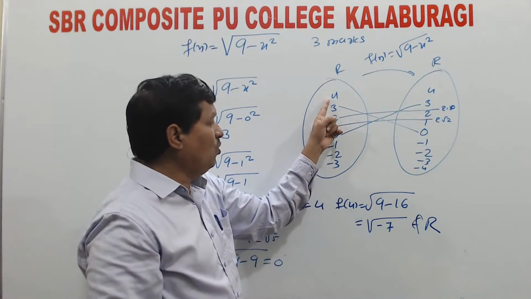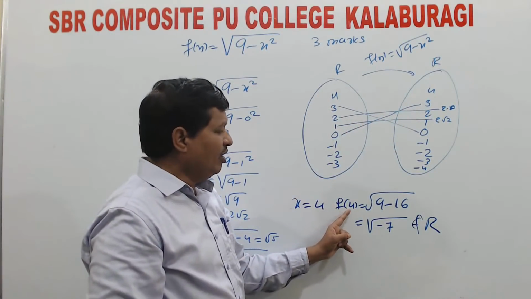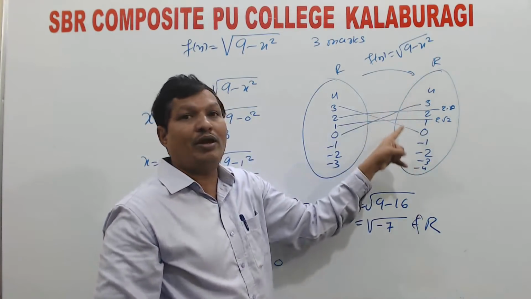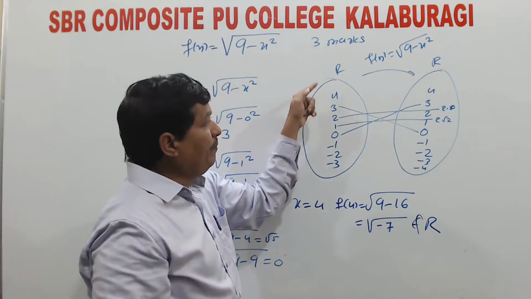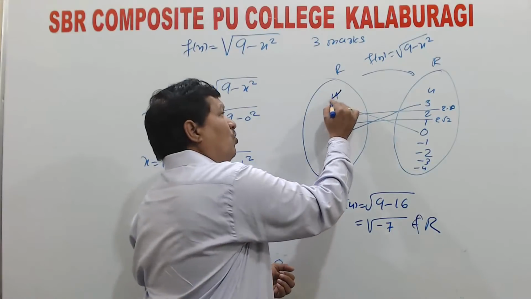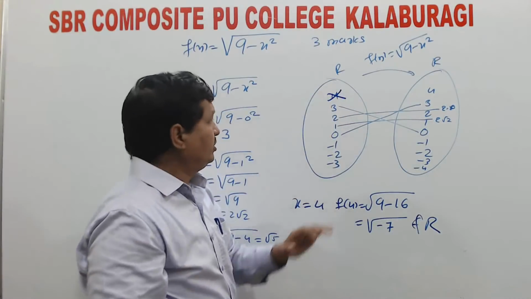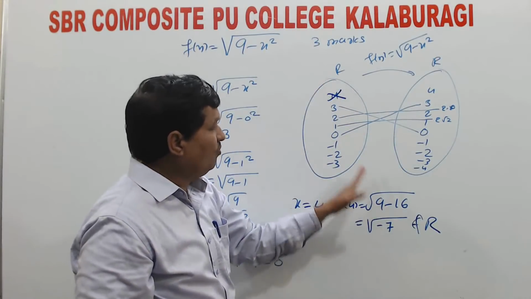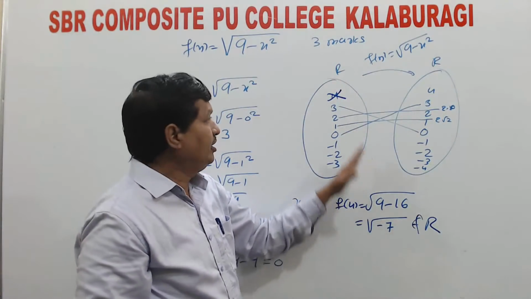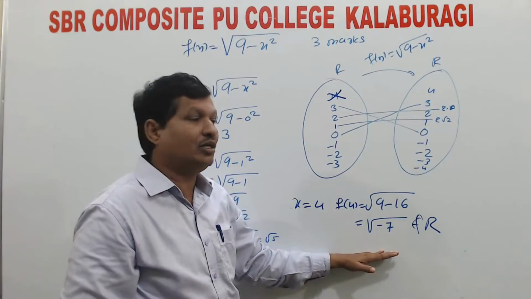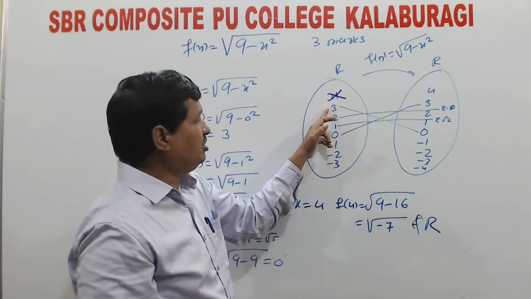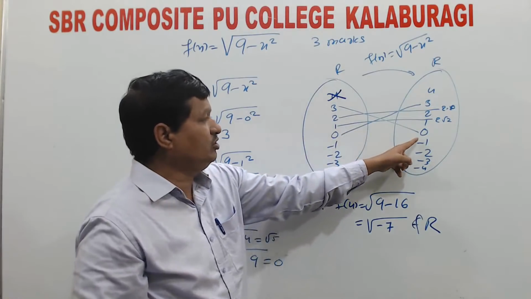Suppose if you take 4 in the given function, f of 4 is minus root 7, which does not belong to the codomain. It means 4's image is not present in the codomain. Therefore, 4 you cannot take. Suppose if you take 5, 6, 7 also, all will be complex numbers. Their images will be complex numbers. Therefore, more than 3 means 3. After 3, f of x is not real.